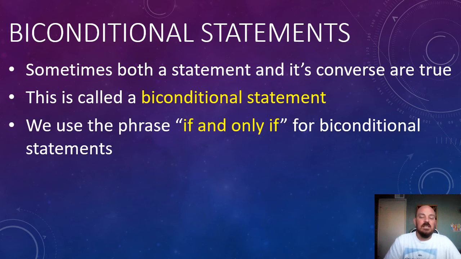And a lot of times for biconditional statements, we use the words if and only if. And what you do is you get rid of the if and you get rid of the then. You take the two parts of the sentence and you just put if and only if between them.